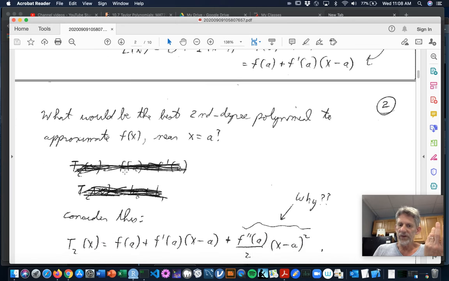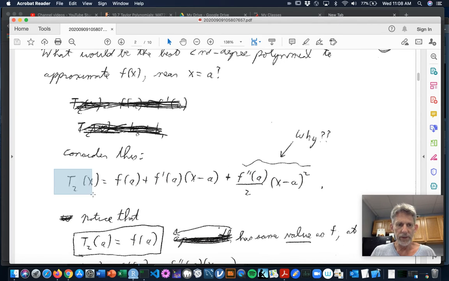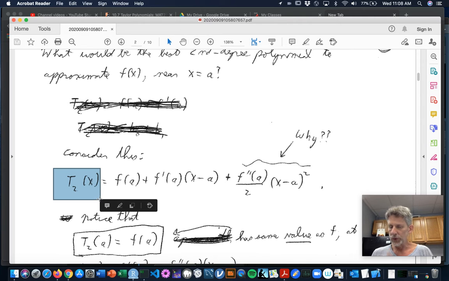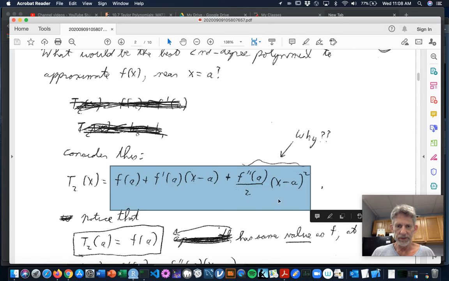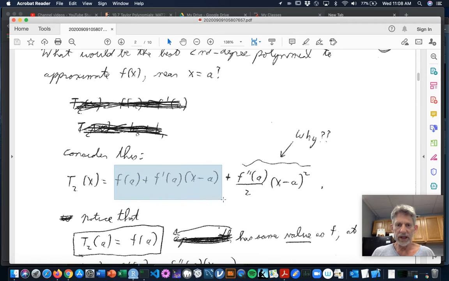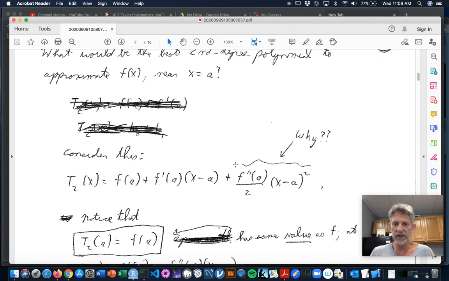I have a suggestion for what it ought to be. I'm going to call that second-degree polynomial T sub 2 of x, okay? 2 for the degree 2. I suggest that it ought to be this. So it starts off the same as the linear approximation, L of x, but it adds on a second-degree term.